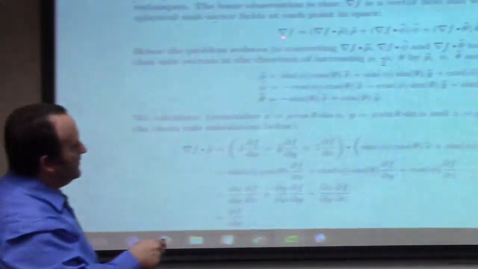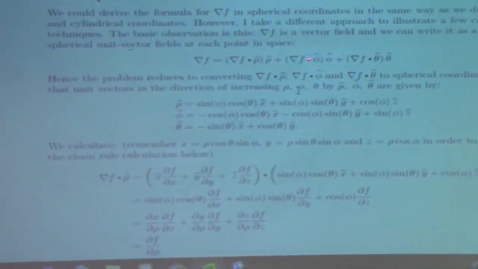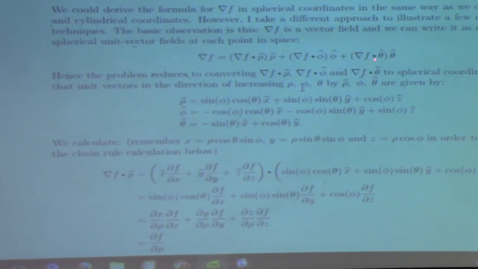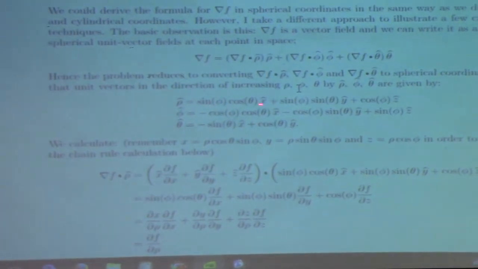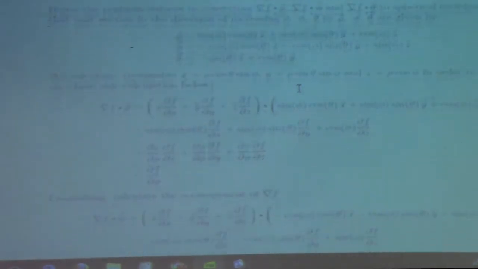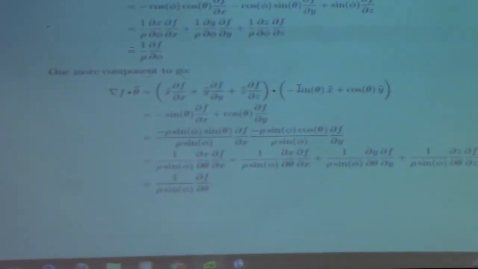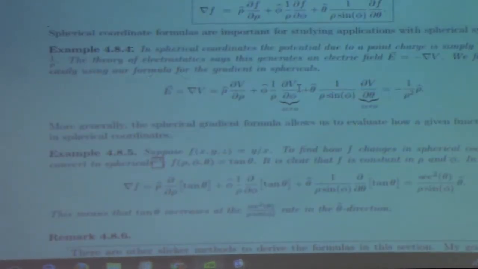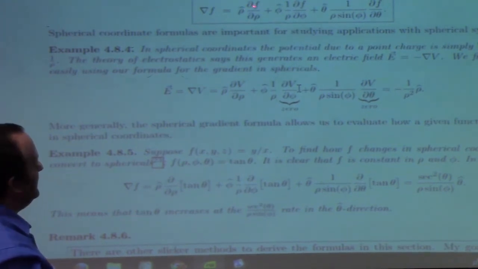Anyway, to actually work out the gradient for an arbitrary function, we actually have to find these terms. And the spherical frame looks like this. After about a page of calculations, it simplifies down pretty nicely, and we get this formula. So this is the gradient in math spherical coordinates. Rho hat, partial f, partial rho. Phi hat, 1 over rho, partial f, partial phi. And then theta hat, 1 over rho sine phi, partial f, partial theta.